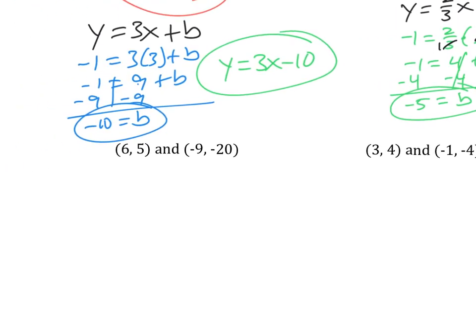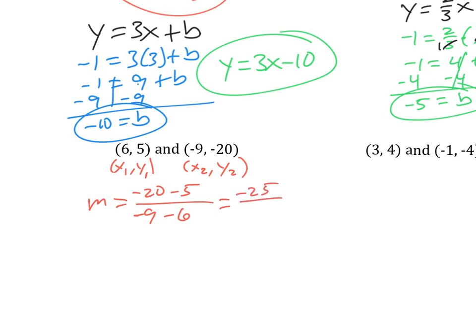All right, let's look at a couple more examples here. We have x1, y1 we can label, and x2, y2 that we can label there. Our slope will be y2, which is negative 20, minus y1, which is 5, over x2, negative 9, minus x1, which is 6. Negative 20 minus 5 gives us negative 25. Negative 9 minus 6 is negative 15. Here, these both have a factor of negative 5, so we know that that's actually going to be positive. We'll divide by 5 to get 5 over 3. Our slope is going to be 5/3.